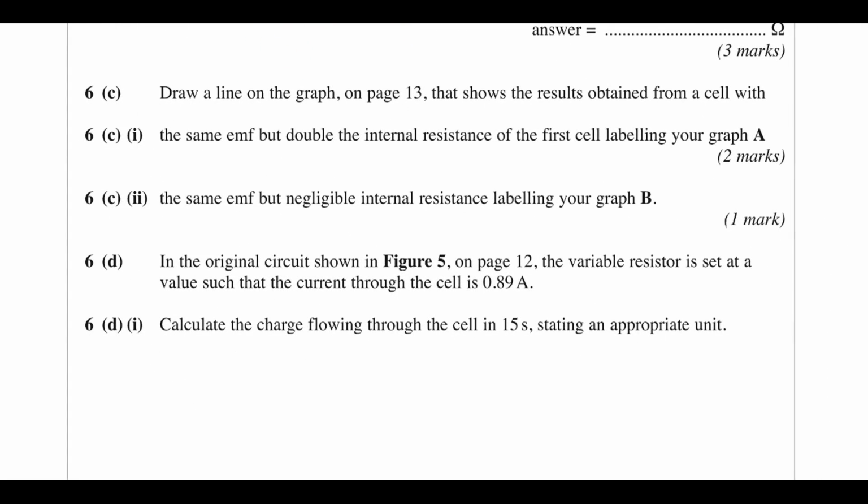So it wants us to draw a line on the graph that shows the results obtained from a cell with the same EMF but double the internal resistance. So I'm just going to write what you would draw. So you should have the same y-intercept there, and you should have double the gradient, if that's correct.